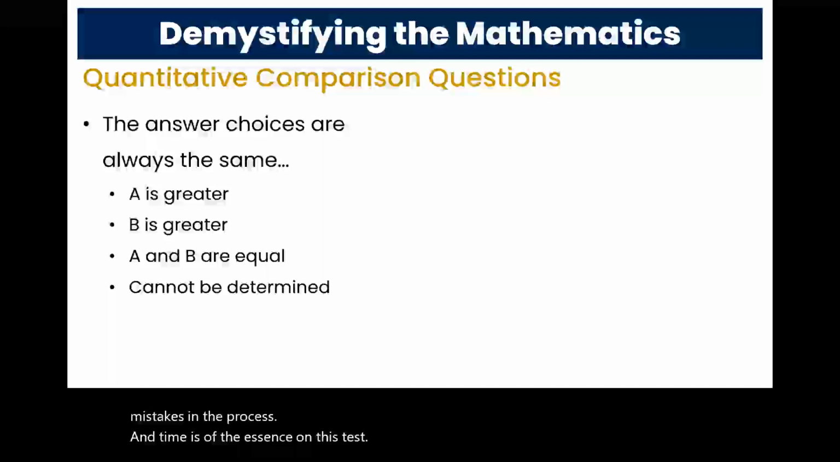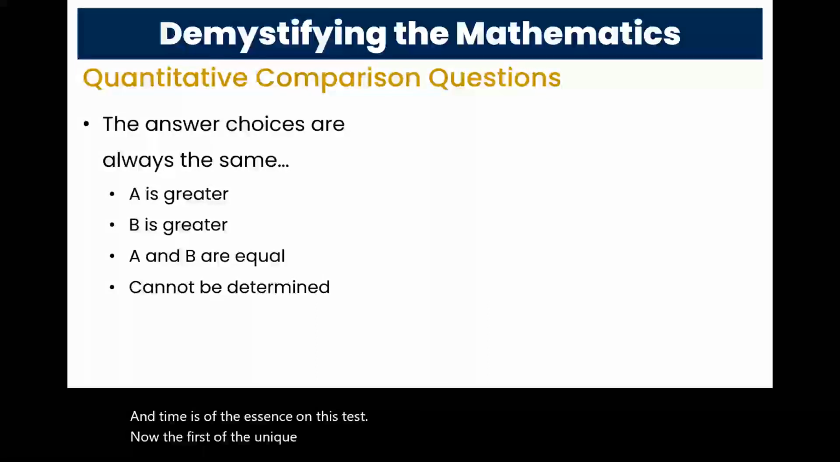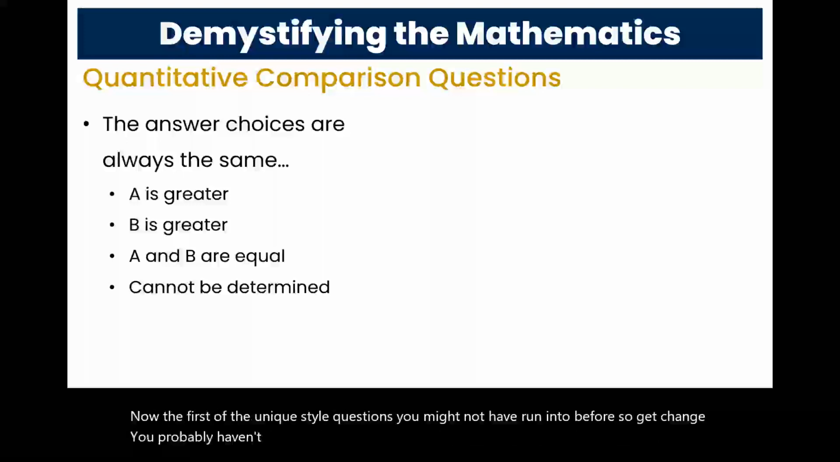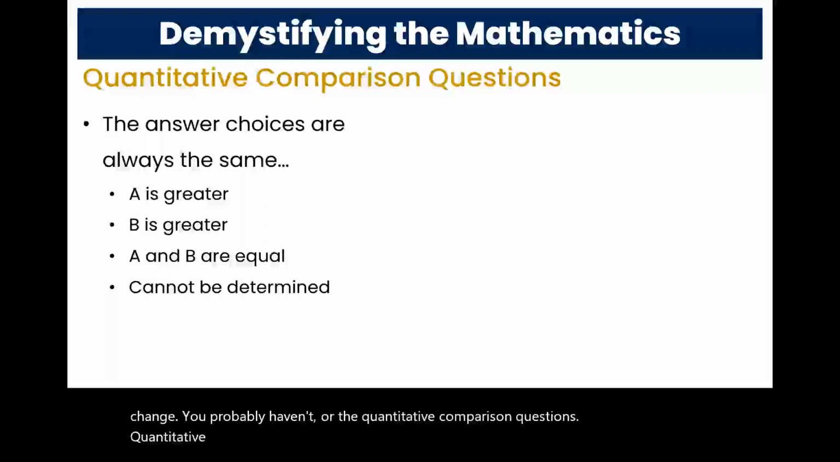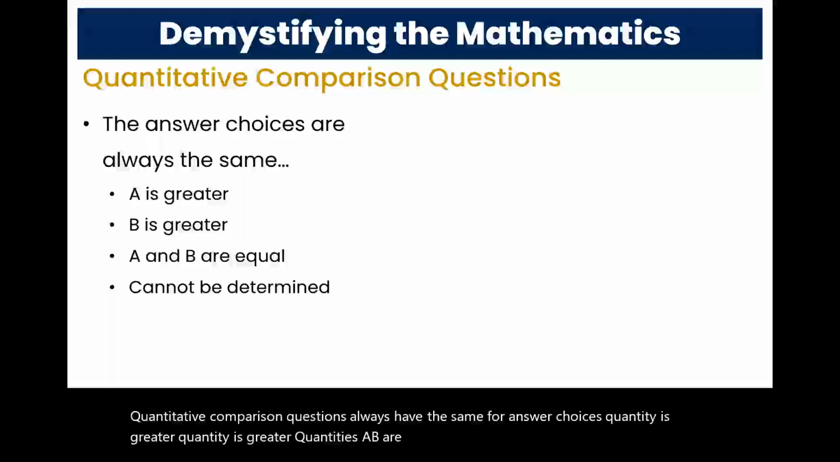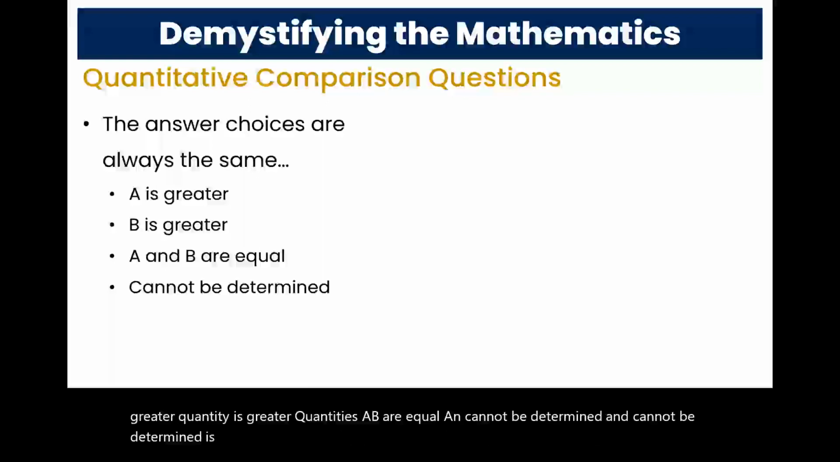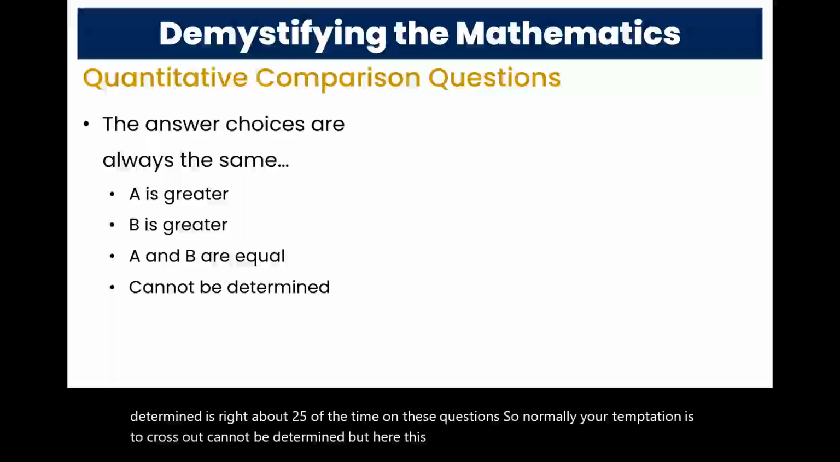Now, the first of the unique style questions that you might not have run into before are the quantitative comparison questions. Quantitative comparison questions always have the same four answer choices. Quantity A is greater, quantity B is greater, quantities A and B are equal, and cannot be determined. And cannot be determined is right about 25% of the time on these questions. So normally your temptation is to cross out cannot be determined, but here this is a very viable answer choice.